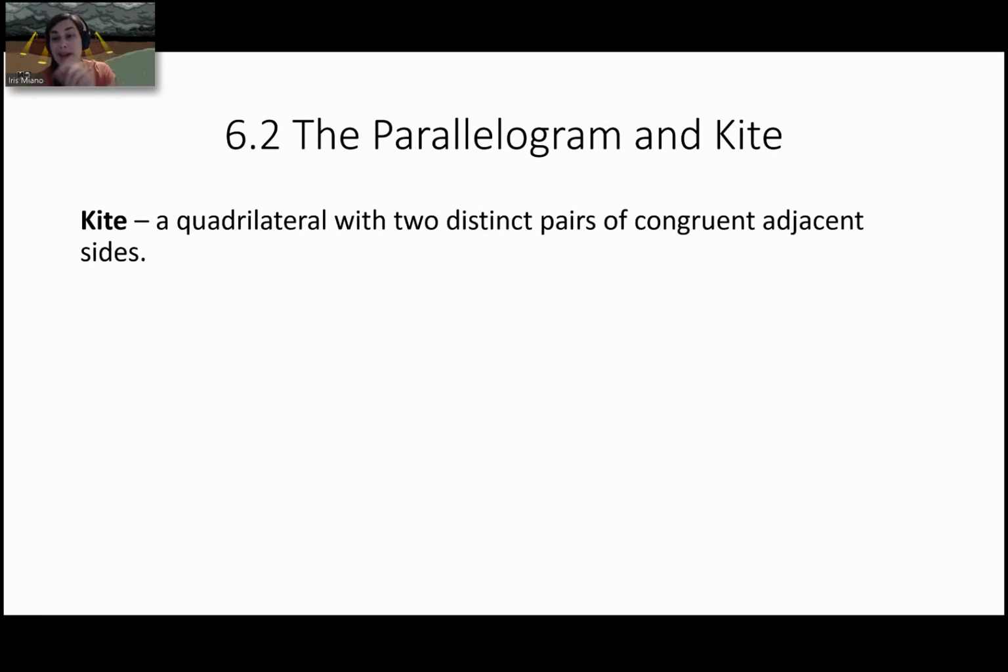We're going to put a pin in that for now and introduce a kite, which is another type of quadrilateral. It's a special type of quadrilateral. It's very distinct from the parallelogram in that it has, by definition, two distinct pairs of congruent adjacent sides. Okay, whereas the congruent sides in a parallelogram were opposite sides. If they're adjacent to each other, then you have a kite.